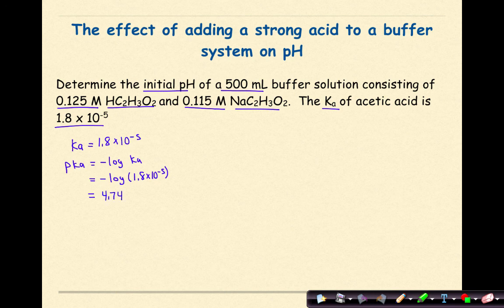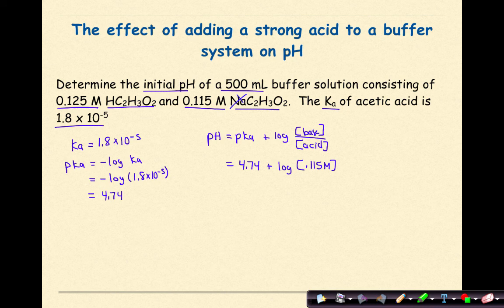4.74. We can then use the Henderson-Hasselbalch equation by saying pH is equal to pKa plus the log of the concentration of our weak base over the concentration of our weak acid. So then we can plug our numbers in and say 4.74 plus the log. The concentration of our weak base is 0.115 molar. And you might say, well, where did you get that from?